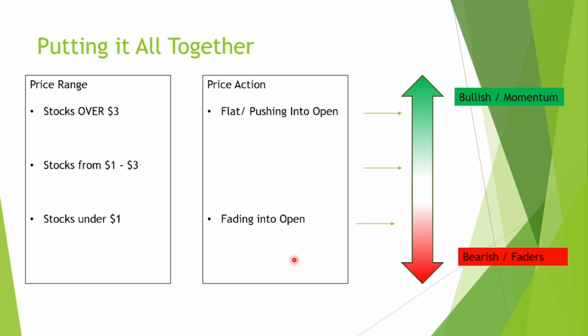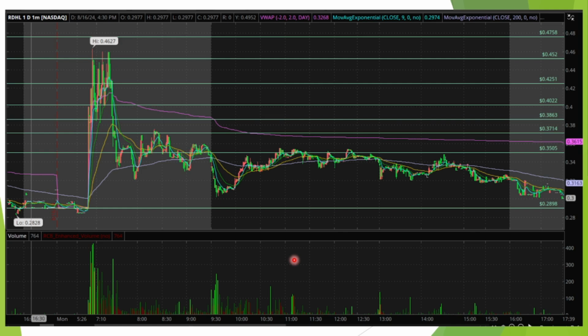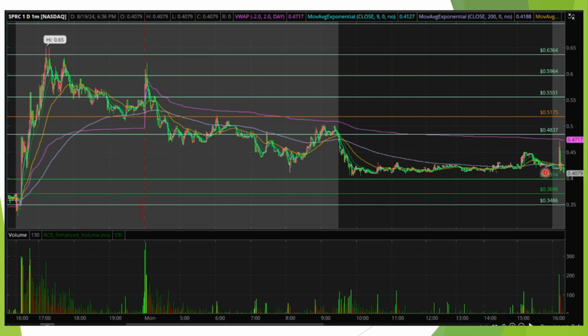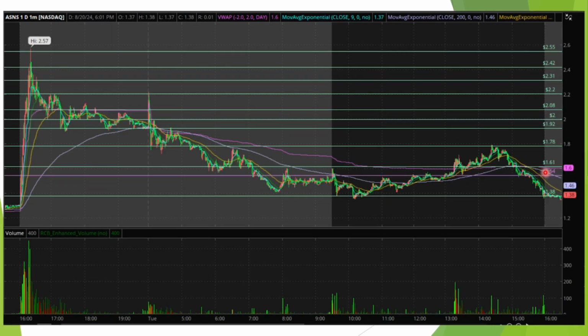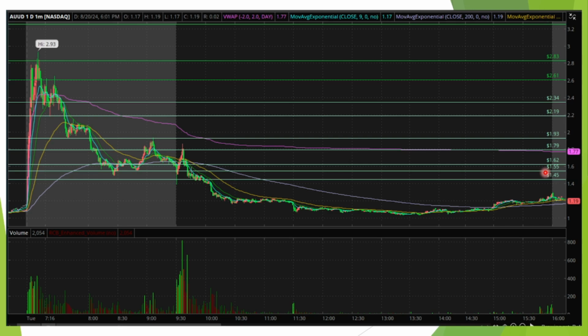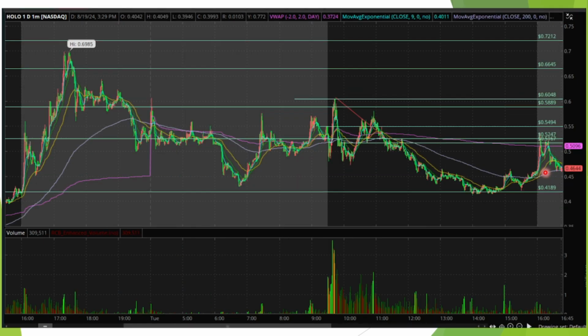So now we're just going to run through some fader examples. These are all the ones that I actually categorized, so we're going to blow through these. This is RDHL. Again, it's a penny stock. It's fading into open, and then it just fades out. SPRC, another fader. ASNS, AUD, Hollow. Even something like this, I don't consider bullish. You could say that there's one trade there, but we're looking for something that continues to push up.